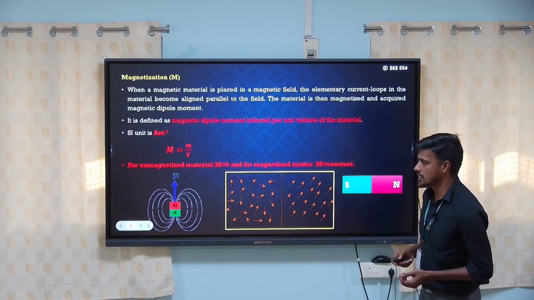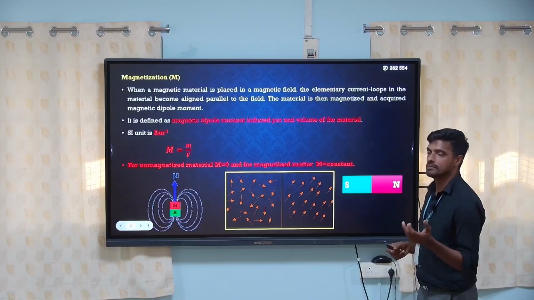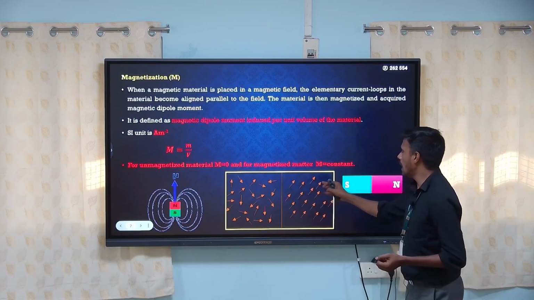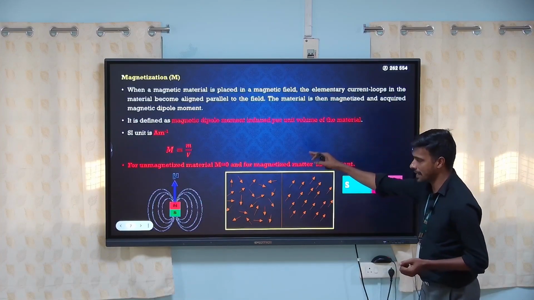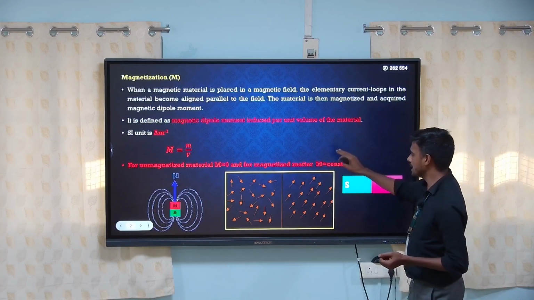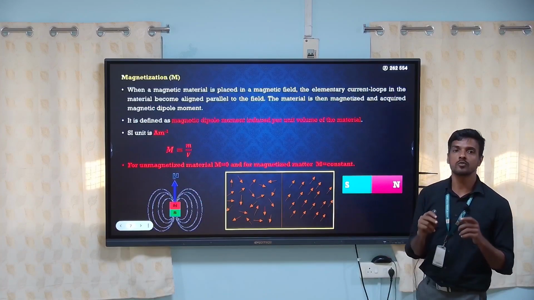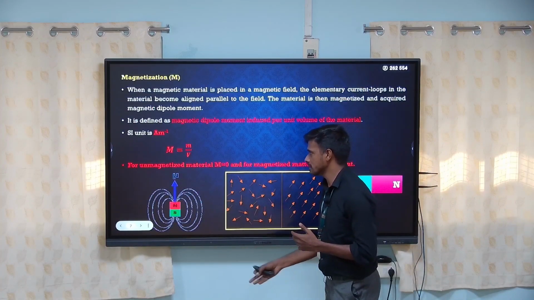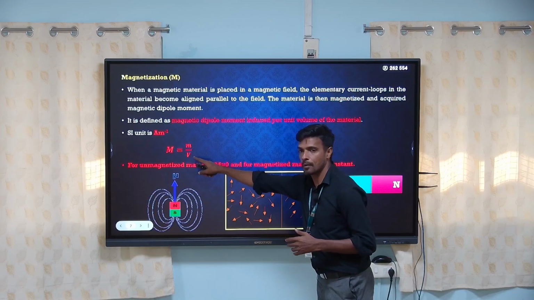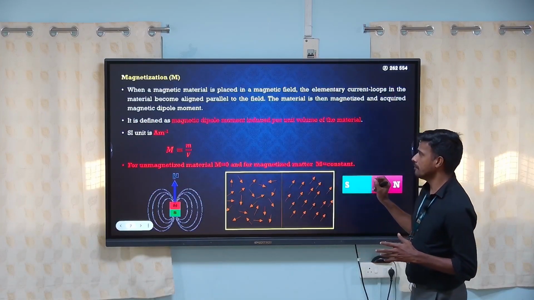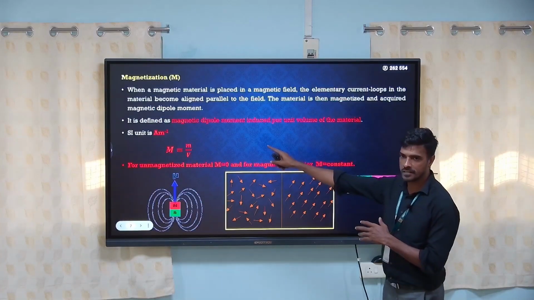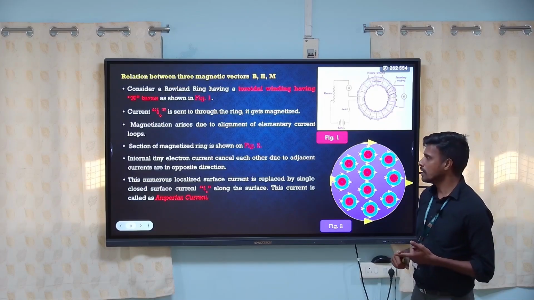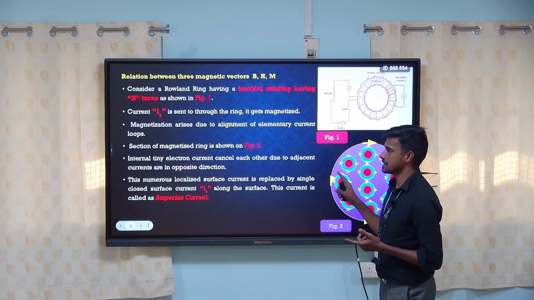What is magnetization? When a magnetic material is placed in a magnetic field, the elementary loops align themselves parallel to the external field. The material gets magnetized and it acquires its own magnetic dipole moment. Magnetization M is equal to magnetic dipole moment divided by volume. The SI unit is ampere per meter. So we will look at the relation between the three magnetic vectors B, H and M.